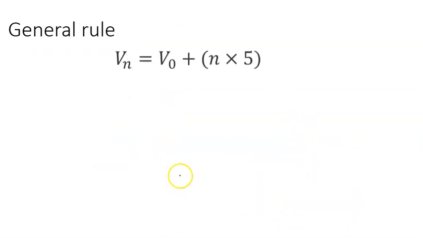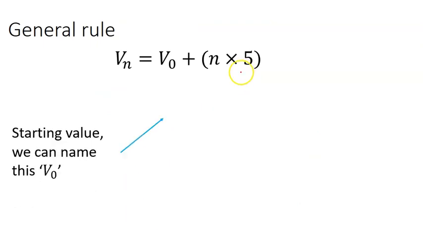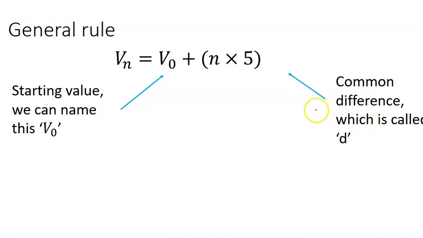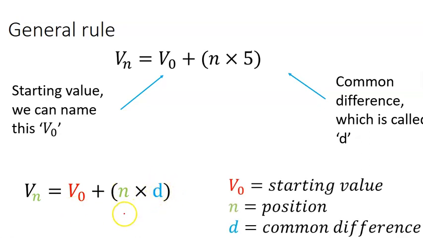But we now want to generalize this rule. In this case, we used a starting value of V0 and a common difference, which is also called D. We used 5 for the previous example, but we want to generalize this even more. So we're going to replace the 5 with the letter D. And here we can see V0 is our starting value, n is the position, and D is the common difference. And this is where the rule comes into play. If you can tell me what the initial amount is, what the common difference is, and how many iterations you want, I can give you what that value of that sequence is.